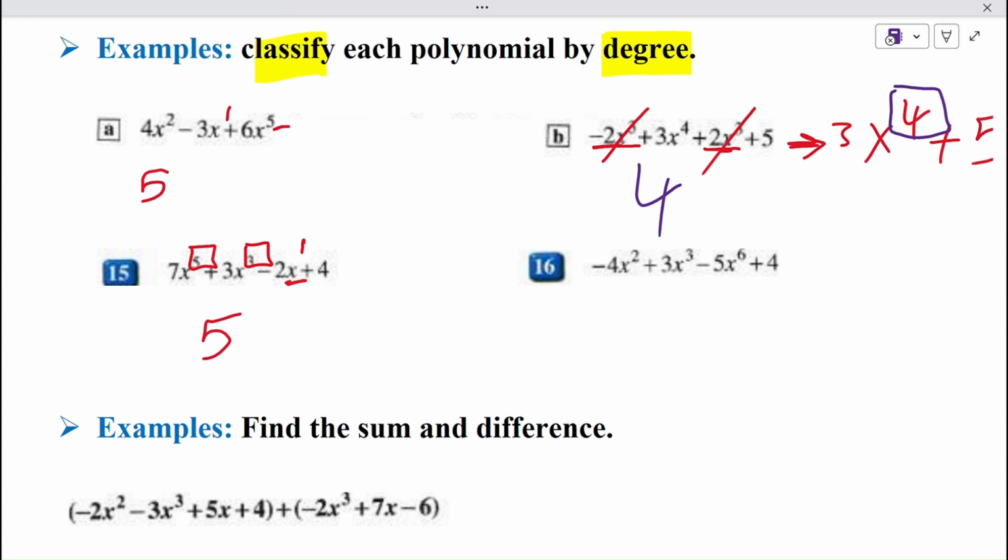What about question number 16? In this question, just look at the x. The exponents of x are 2, 3 and 6. Which one is greater? Of course 6. This polynomial is of degree 6. This is about classifying.